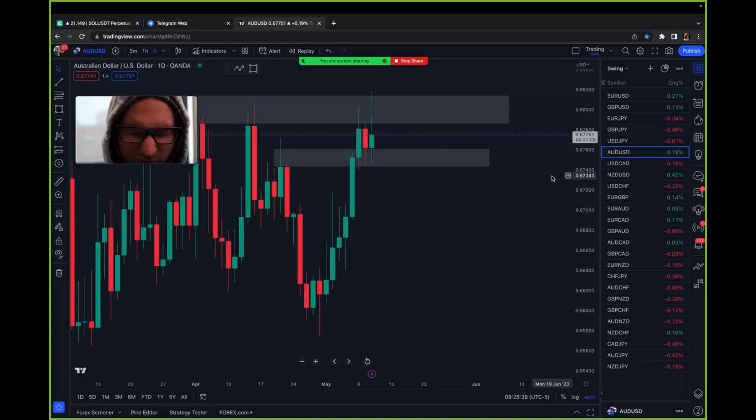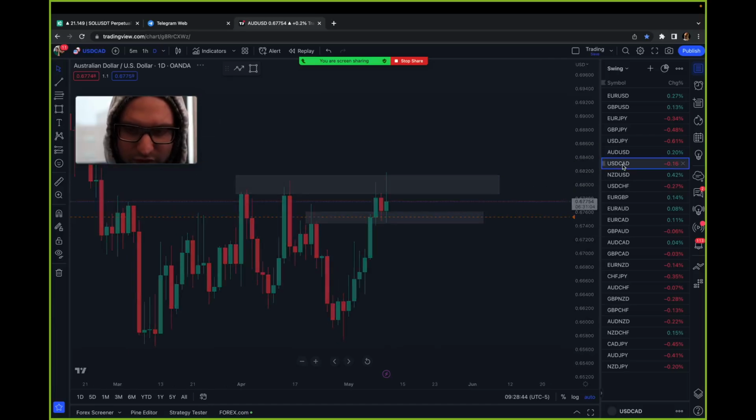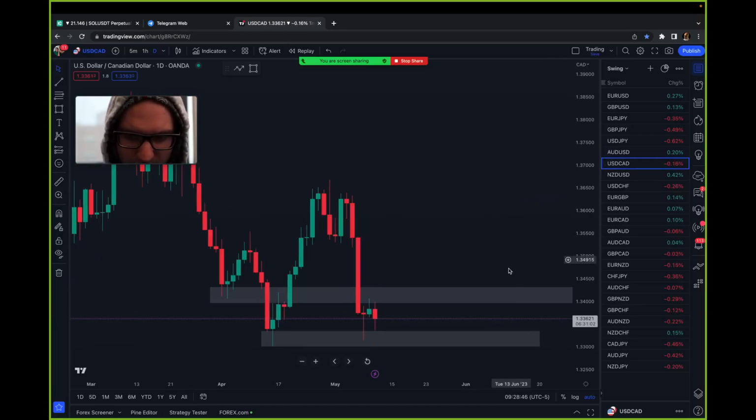AUD US dollar, we've rejected the daily resistance, so I'll go ahead and add an alert here to buy at this next zone. USD Canadian dollar, I'll add an alert back here at this daily support. Also one at this daily resistance up here.